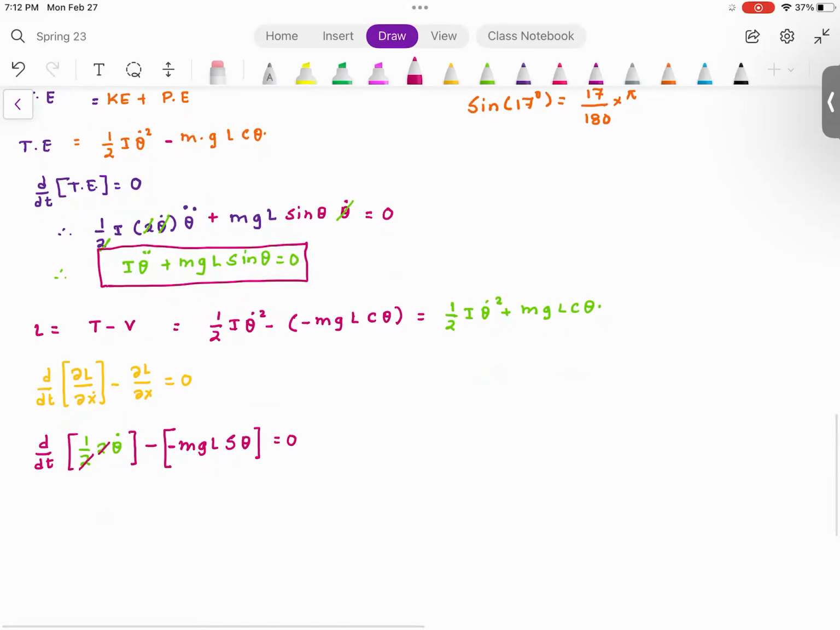Oh, I forgot I here. So this will become I theta double dot plus m g L sine theta is equal to 0. And this is the exact same equation that we have. Everyone understood this? Now, for my own satisfaction, I just want to touch upon the meaning of the solution of a differential equation.